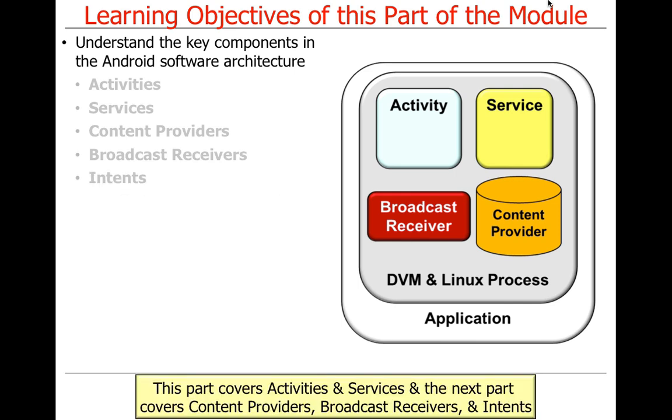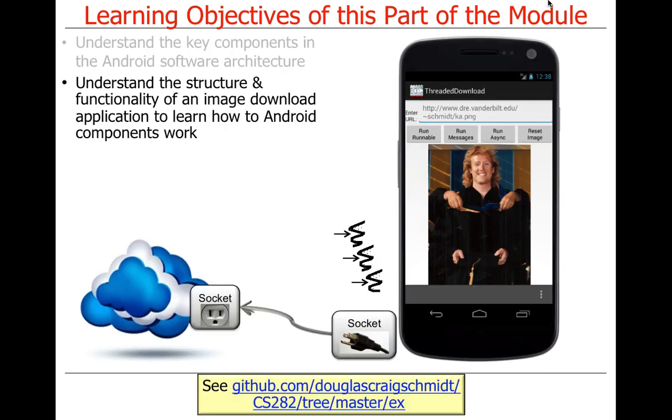The part we're going to cover first is activities and services. We'll probably get through most of the activity stuff today before the quiz, and then the next part will cover content providers, broadcast receivers, and intents.